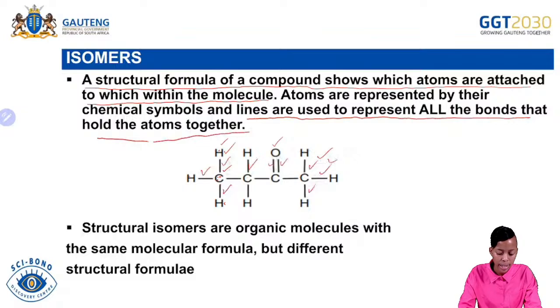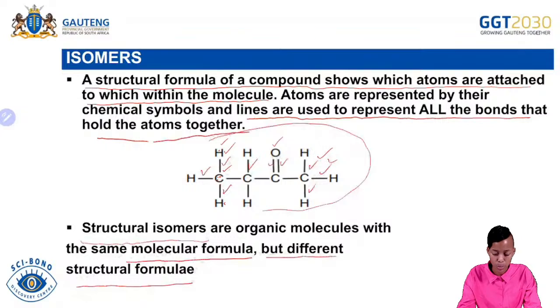Then we have the definition of a structural isomer. It says they are organic molecules with the same molecular formula but with different what? With different structural formula. So this one here would be representing a structural formula. But when we speak of a molecular formula, as an example, we are speaking of C4H10. That would represent a molecular formula.